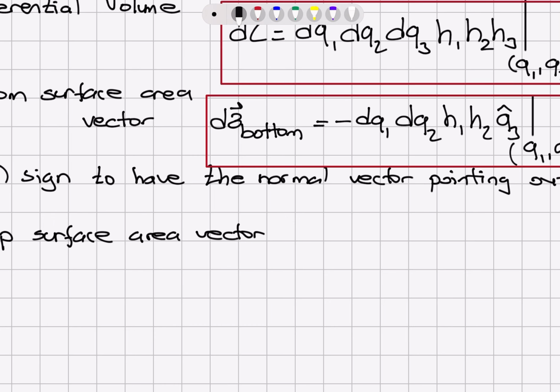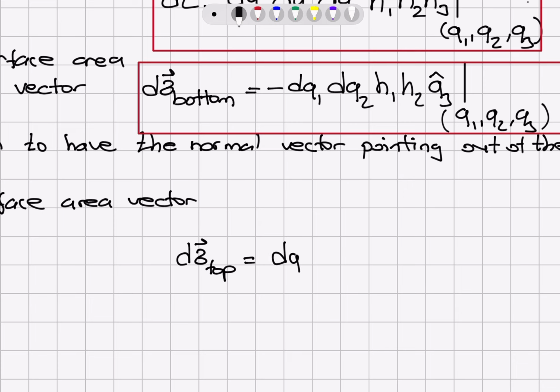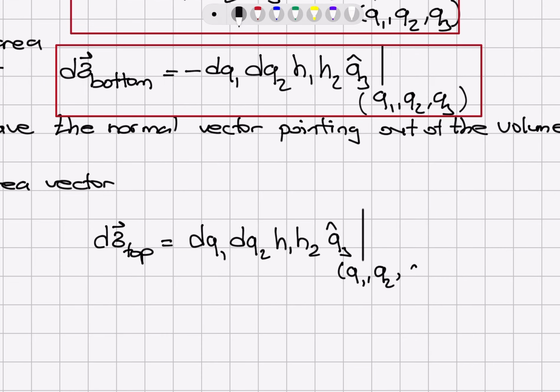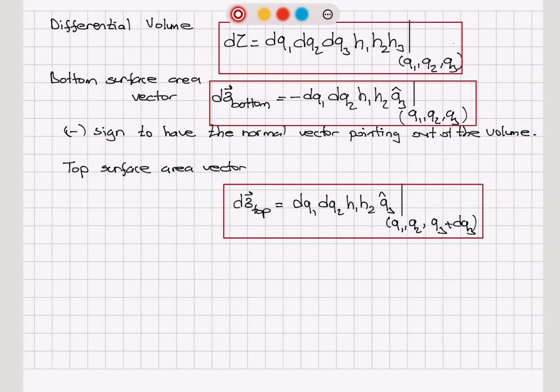So for the differential area vector for the top, d sigma top vector is equal to dq1, dq2, h1, h2, q3 hat, and the scale factors are evaluated at q1, q2, and this is at q3 plus dq3, because we're on top right now. So that's what I have to pay attention to, because it's the top surface that I'm concerned with.